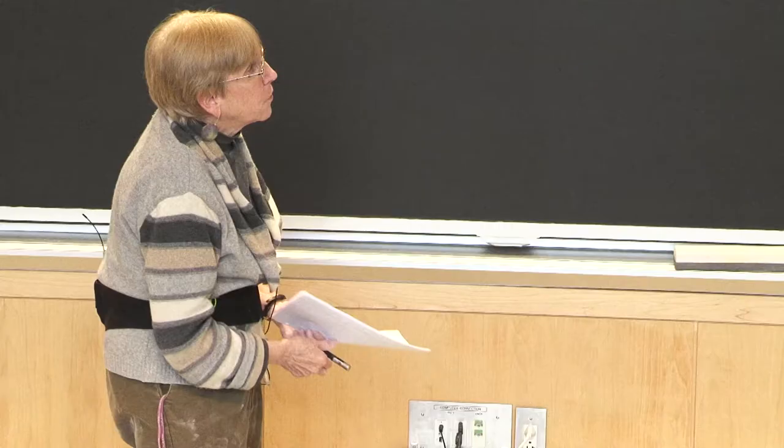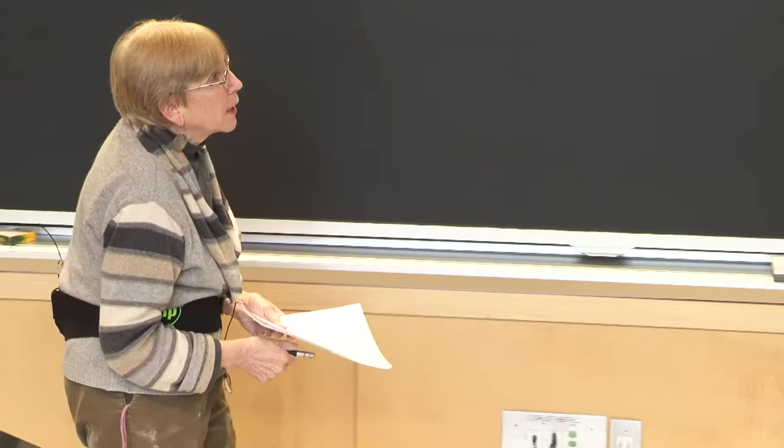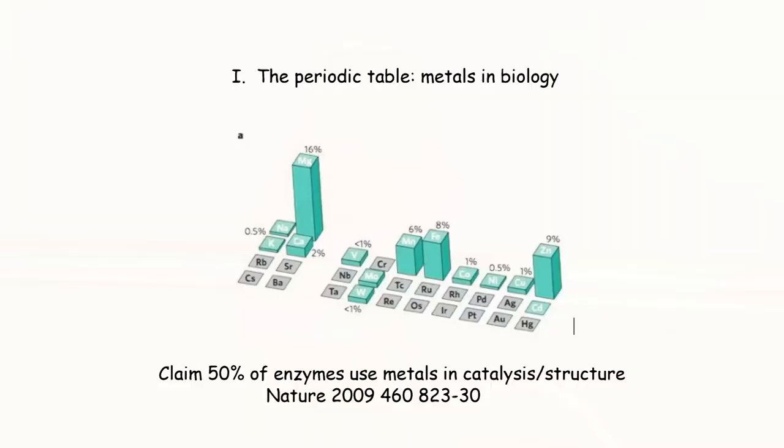So here's our periodic table, and these are the metals that are found inside of us. Do we have tungsten? Liz, do we have tungsten? We don't have tungsten. So these are found in bacteria and us.